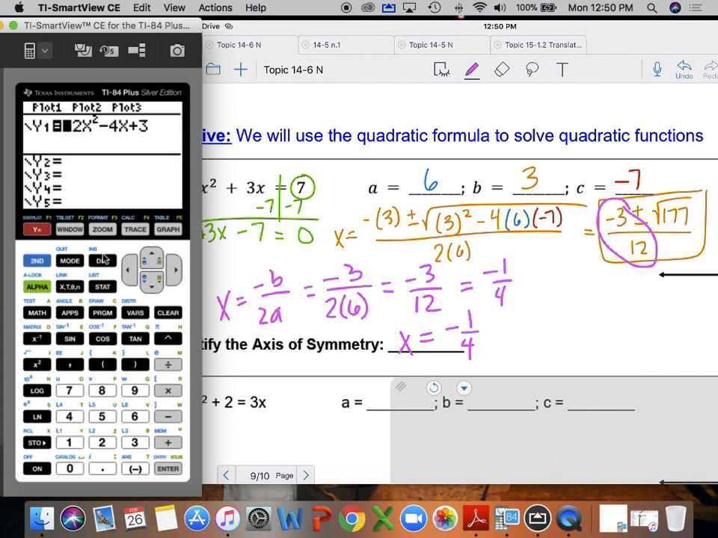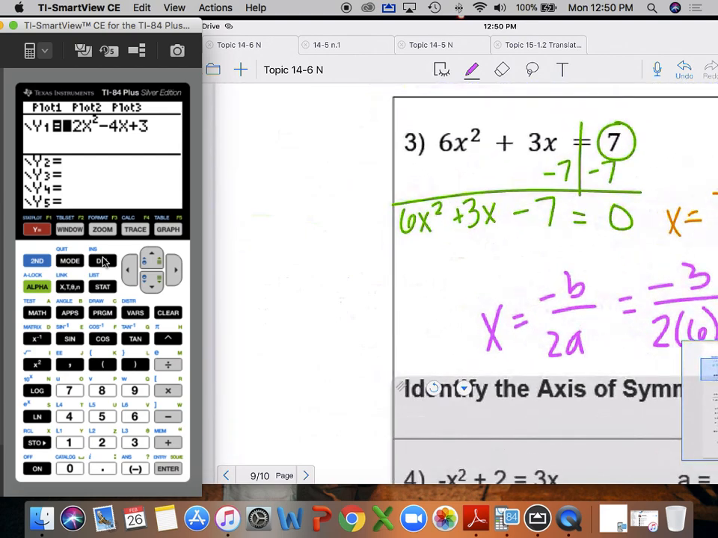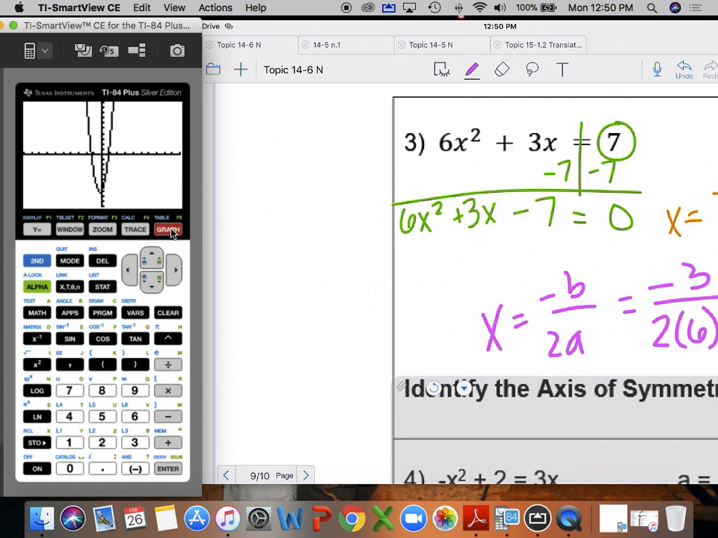In y equals, I put my solved solution, so what's in green, not what is in black, because what is in black is not in standard form. And I look at my graph.